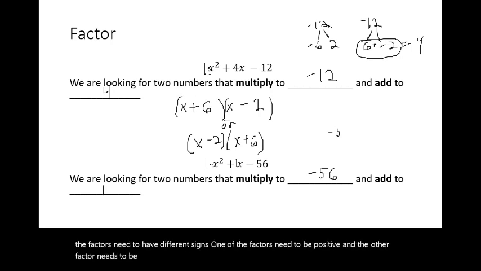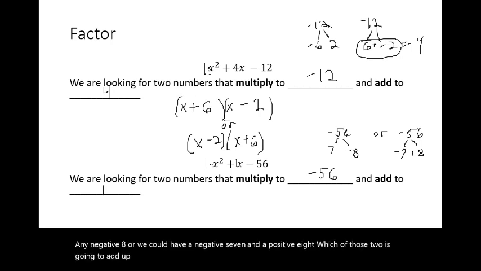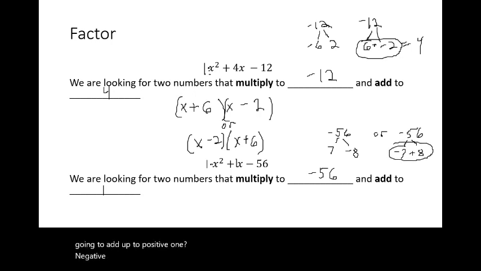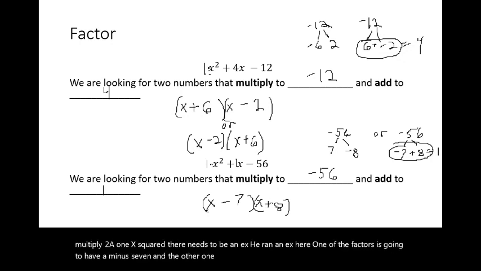So there's two ways to multiply to negative 56. We can either have a positive 7 and a negative 8, or we could have a negative 7 and a positive 8. Which of those two is going to add up to positive 1? Negative 7 plus positive 8 is going to add up to positive 1. So in your two factors, in order to multiply to a 1x squared, there needs to be an x here and an x here. One of the factors is going to have a minus 7, and the other one is going to have a plus 8, and then that is your final answer.